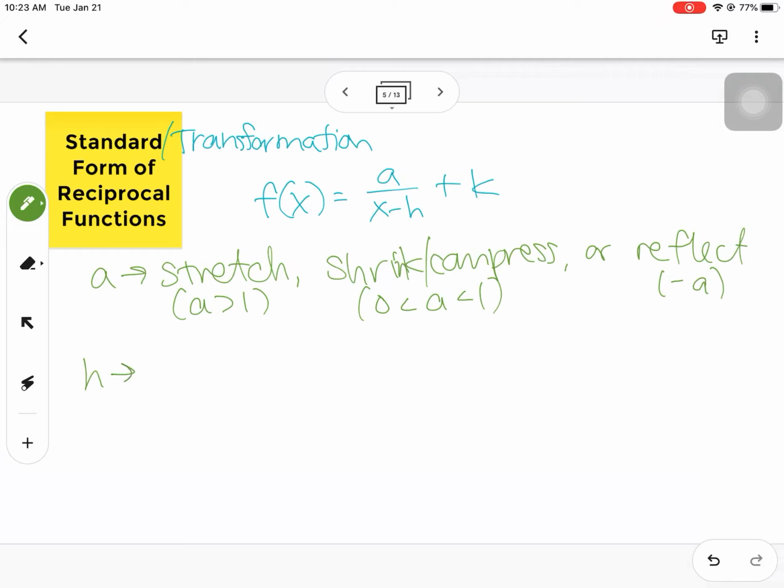Your h value will translate left if you see a positive, because again we plugged in a negative, so it would be x minus a negative, which gives me a positive, or right if you see a negative.